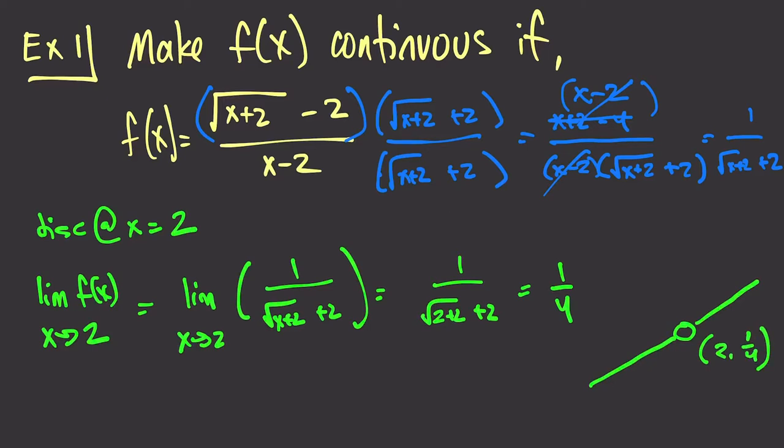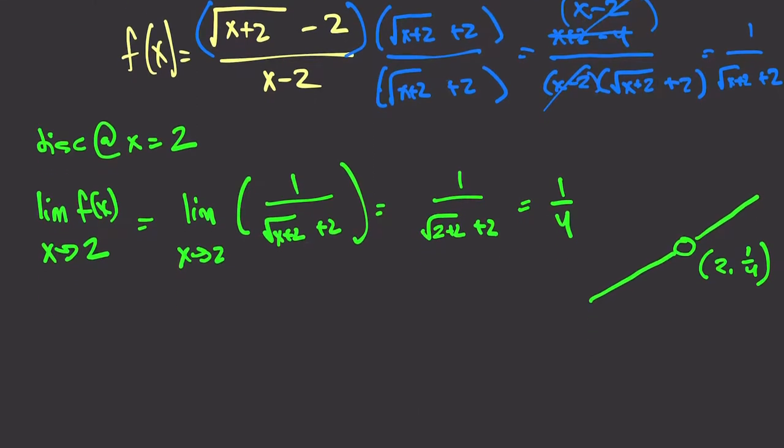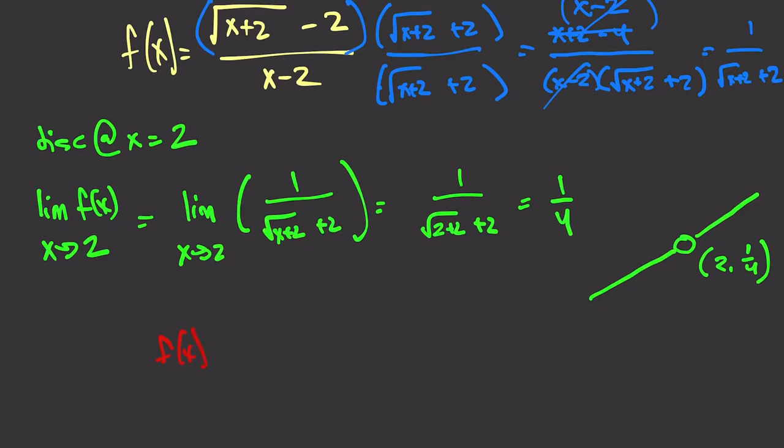So what I need to do now to make this function continuous is create a piecewise function that has this everywhere except 2. And then at 2, I need to fill that hole, and the y value's got to be 1/4. Okay, so let's write all this out. My piecewise function is going to be the original, so (square root of x plus 2, minus 2) all over (x minus 2), everywhere except 2.